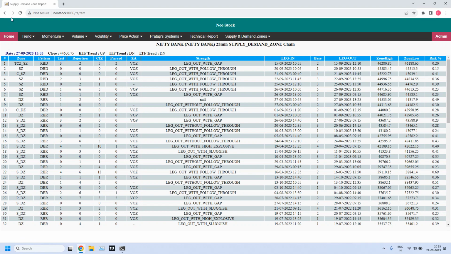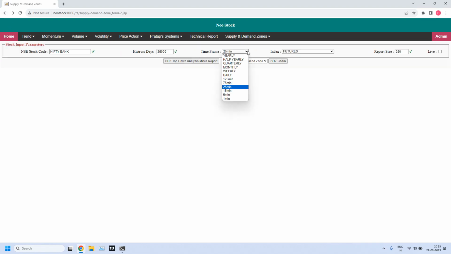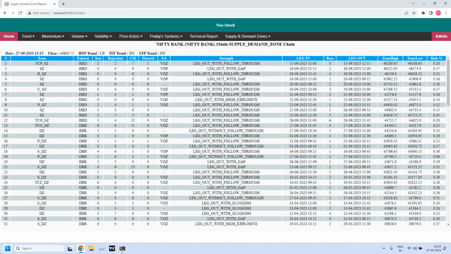Now let's go back, and for the 15 minutes time frame, let us generate the supply demand zone chain for Nifty Bank or Bank Nifty. Remember, you have to study all these time frames. If you have any doubts, please go through the explanation I have given for Nifty 50.